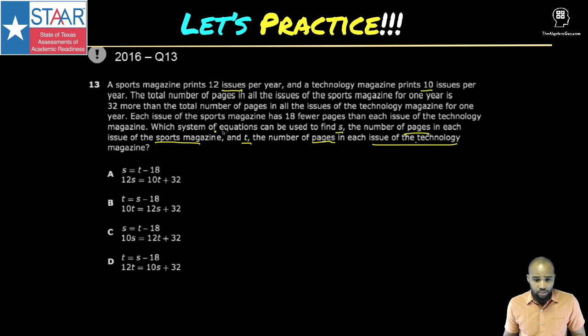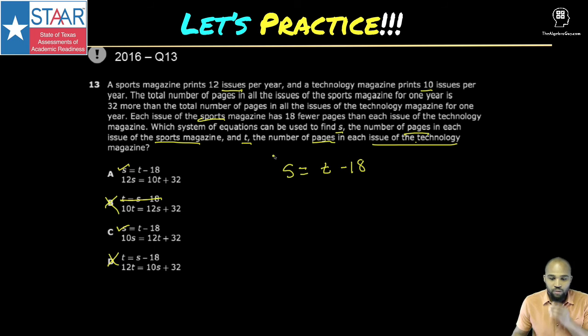So let's start this way. We know that, let's take that last sentence. That seems pretty straightforward. Each issue of the sports magazine, we're talking about pages of the sports magazine. So the sports magazine has, or is, 18 fewer pages. 18 fewer pages than what? Than the technology. So that's one of my equations. And if I glance over here, I see that I have it here and here. Nope, this isn't right. So I can see that B and D can be it just from getting that first equation. Now, what's my next one?